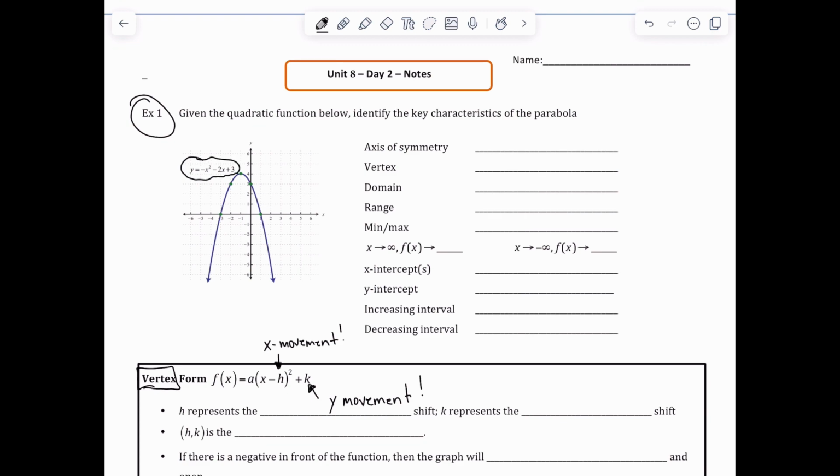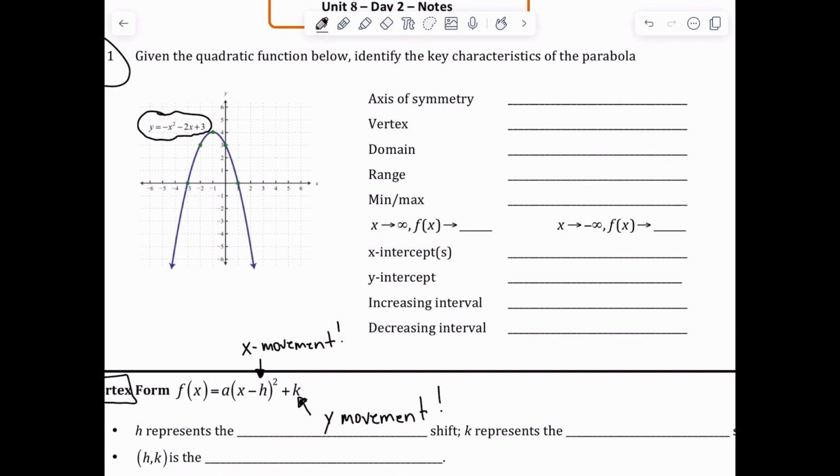example 1 right here. And this is something that you probably haven't seen before. I mean, you've seen it before, but you haven't seen it in this form. It's a little different from day 1. But we're not really worried about the equation right now. The only thing I would have you notice is that there is a negative sign that is going to flip this parabola, or U-shape, into an N. So let's just do all the stuff.